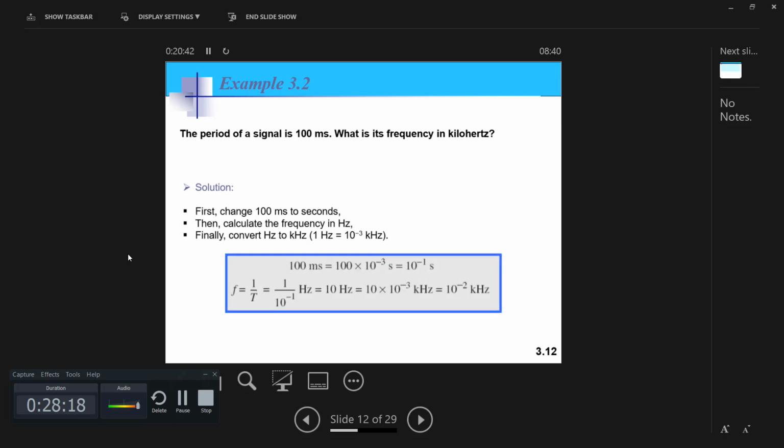Okay. So 100 milliseconds, I multiply by 10 to the power minus 3 because I need seconds. Then calculate the frequency: 1 over 10 to the power minus 1. In this case, it will be in hertz. To convert it to kilohertz, I multiply by 10 to the power minus 3 again. Okay.